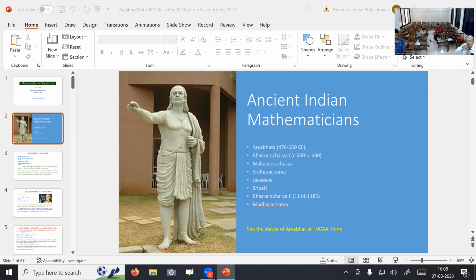So last time we have seen the method of Aryabhata to find out square root, cube root, and the idea was that you can also find out fifth root and any nth root by the same method. So let me just go through that part.